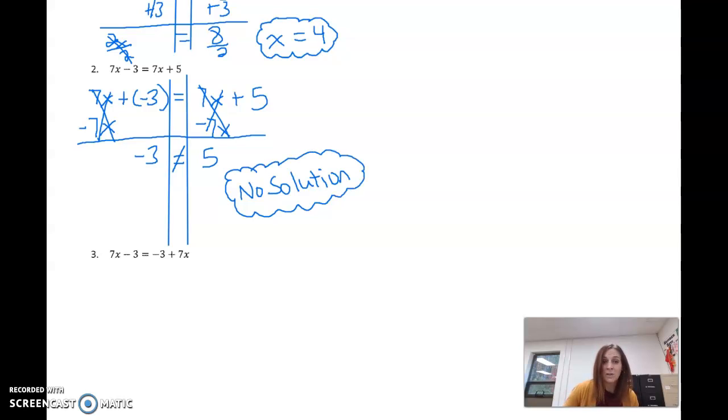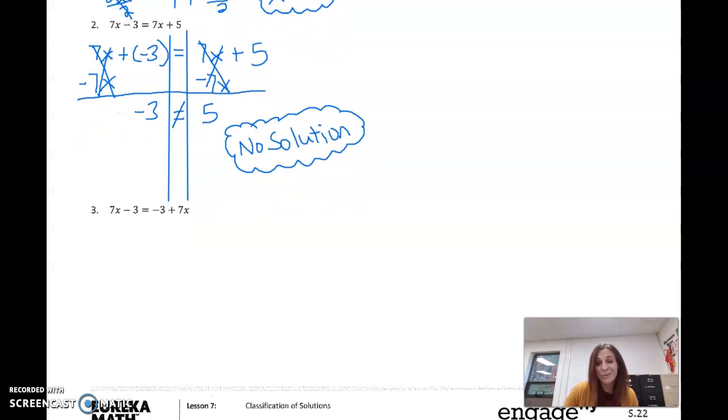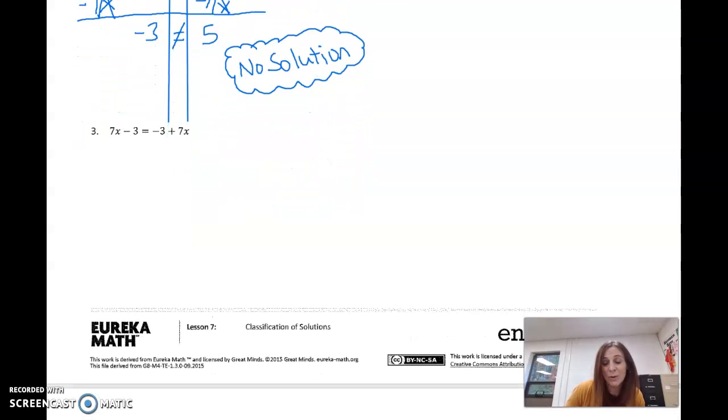Okay. So again, just following our steps here. Next one looks really similar again. So let's follow what we've been doing. I'm going to rewrite this as 7x plus a negative 3 equals negative 3 plus 7x.